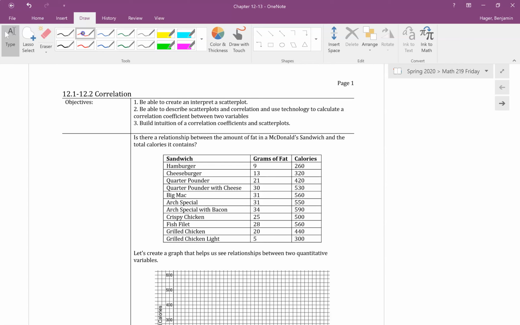Alright everybody, in this video we're going to go through the notes chapter 12.1 and 12.2. The notes combine them into one chunk. And so what we're talking about is this idea of correlation.